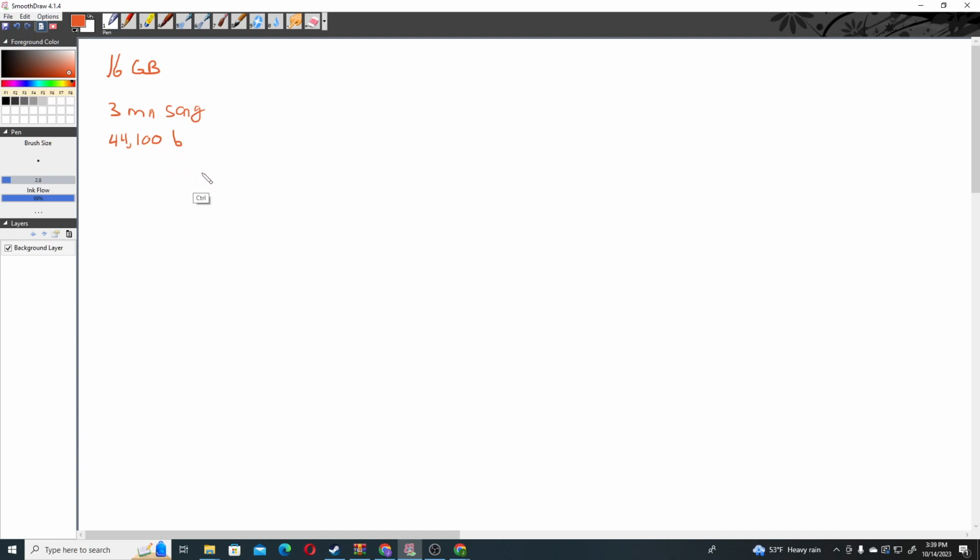Actually, 44,100 samples per second. And we know that each sample is 16 bits, so it's a 16-bit depth, 16 bits per sample, okay? And it has a compression ratio of 10 to 1. So that means it's 1/10 of its original size.